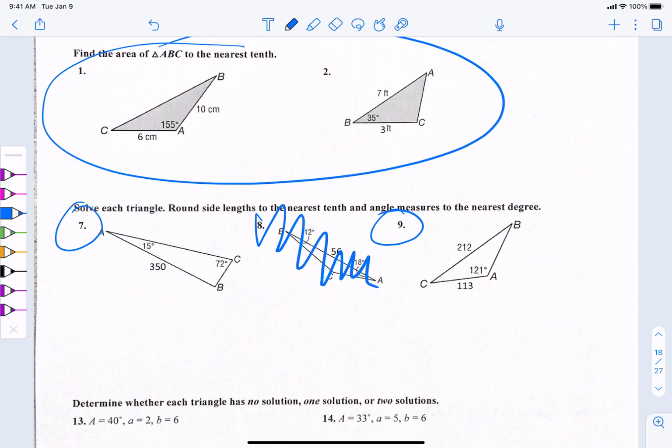These ones are solve each triangle. So make sure you list out A, B, C. Do those, and we will start back again tomorrow.